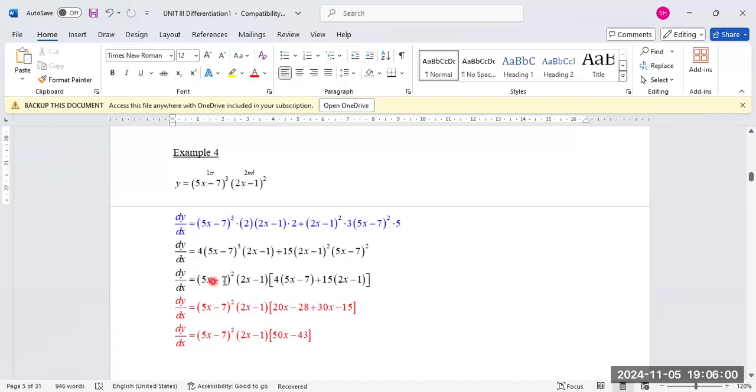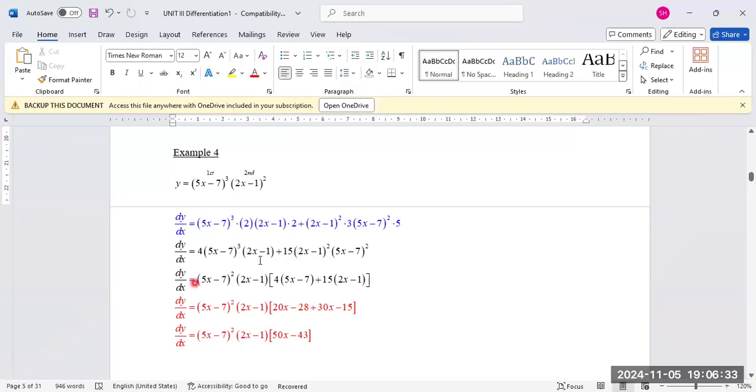Remember now that I have 5x minus 7 to the second, but I have 5x minus 7 to the third up here. How many of the 5x minus 7 are missing? One. So I'm going to put back this one, 5x minus 7. So it's 5x minus 7 to the first power, because that is only 1 missing. But, sir, what about the 2x minus 1? You notice that this 2x minus 1 is the same thing as this 2x minus 1? So there's nothing more missing. And then I go to the other term.